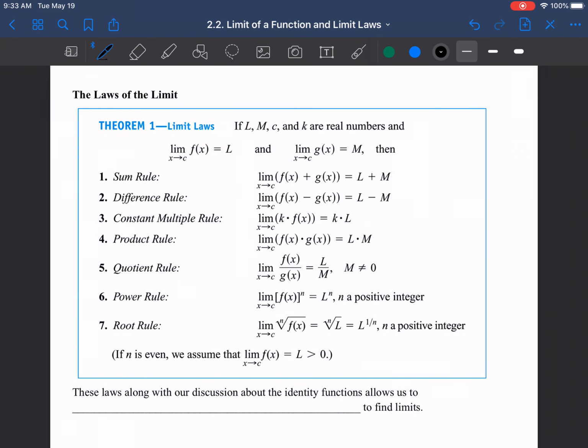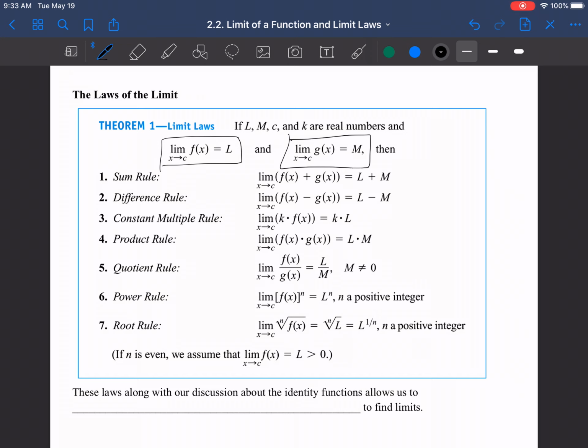Okay, here are some limit laws. You need to make sure that you go through and have these down. The sum rule says we're taking the sum of two different limits. The limit of f of x as x goes to c is L, and the limit of g of x as x goes to c is M. If we take the limit of the sum of those two functions, it's just the sum of their limits. That's the first one. The difference rule is the same. The limit of the difference of the functions is the difference of the limits.